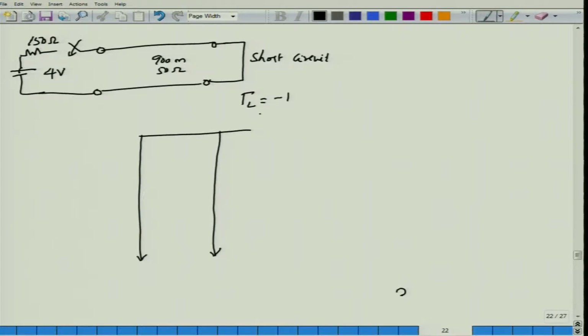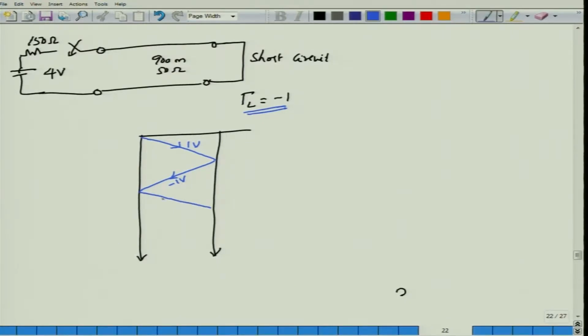Because gamma L is minus 1, whatever the voltage that we receive, the initial voltage launched will be 1 volt as in the previous case, but this time there will be a reflection of minus 1 volt, because the 1 volt that we receive at the load side will be multiplied by gamma L equal to minus 1, and therefore the reflected voltage will be minus 1 volt.